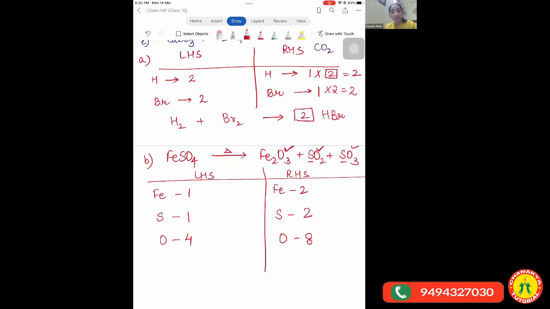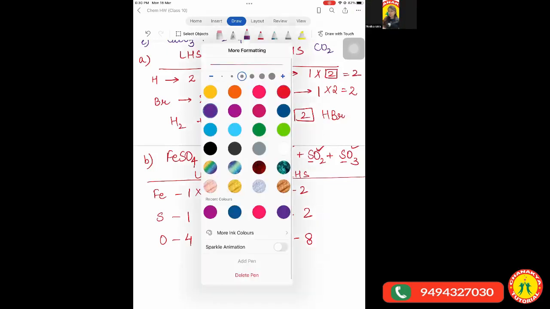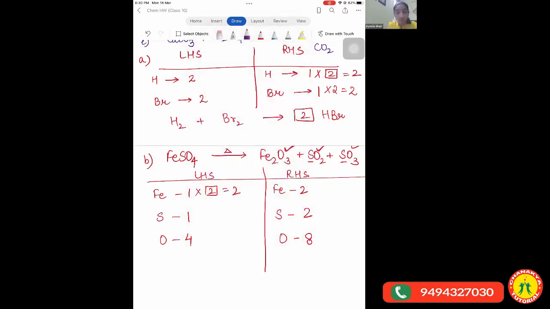Fine, Anuja, tell me the next thing to do. Then on the LHS, to balance, we will multiply Fe with 2. Correct. So if you multiply Fe by 2, where am I supposed to put this number 2? First of all, tell me that. Ma'am, on the LHS side. Where? In front, ma'am. In front of Fe. In front of FeSO4, the entire compound.